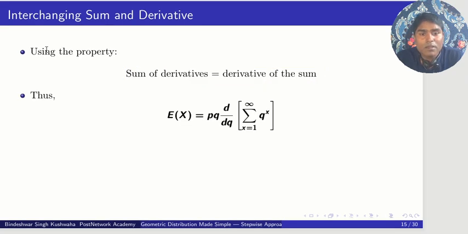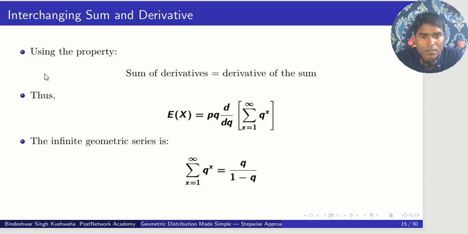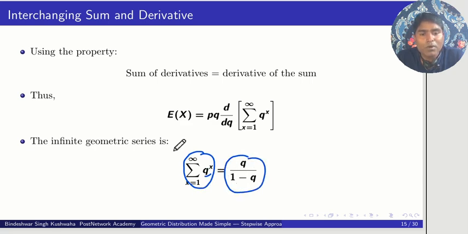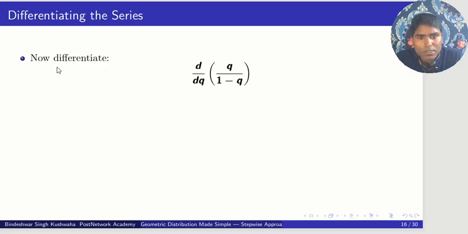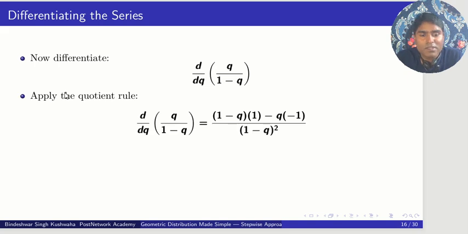and here we can write in this way also, derivative is outside. Now because the sum of this term from 1 to infinity would be q upon 1 minus q, we can write d over dq of q upon 1 minus q. And see that now we can differentiate it using the quotient rule.